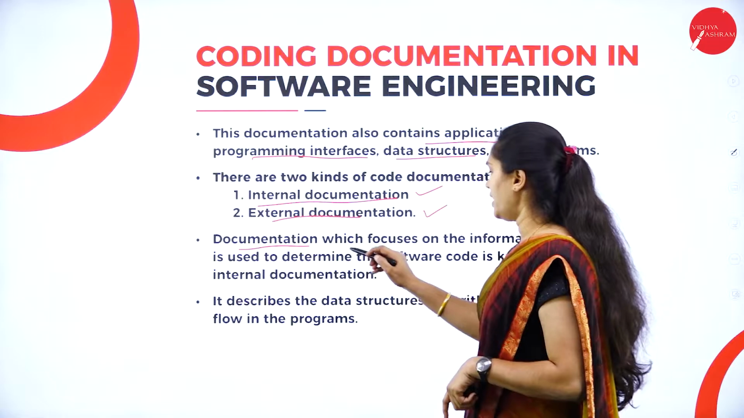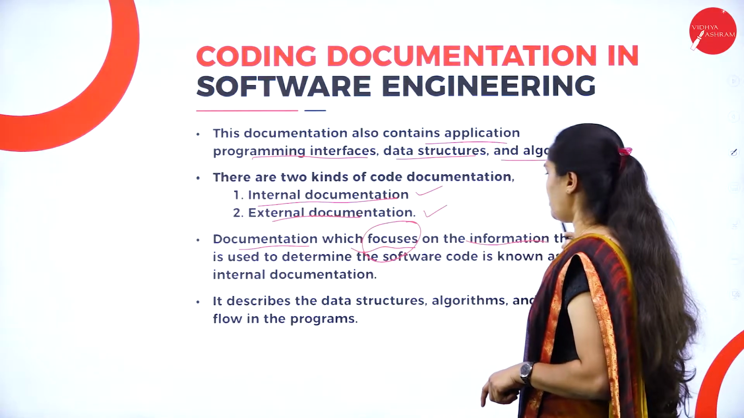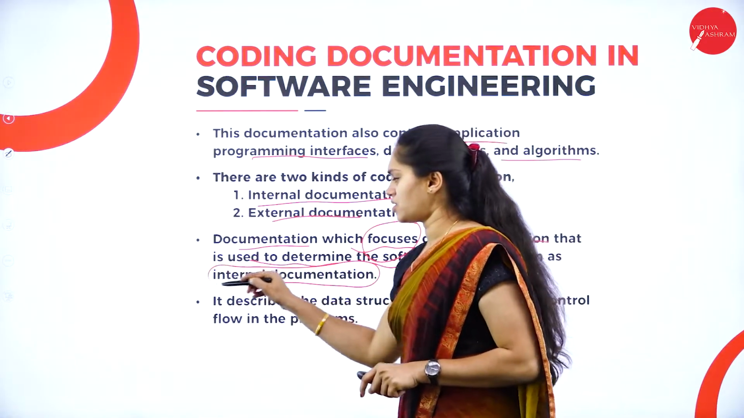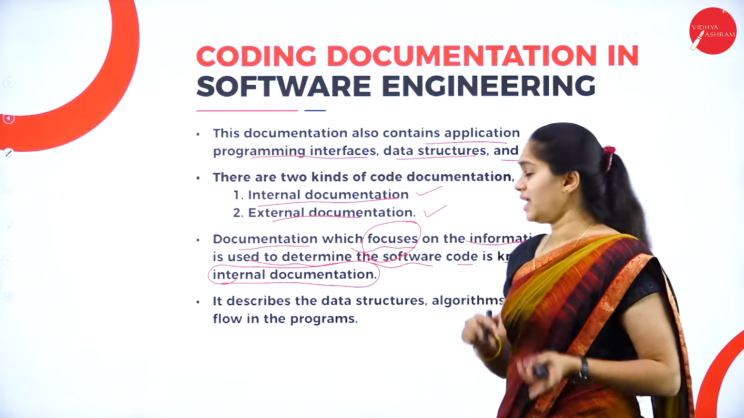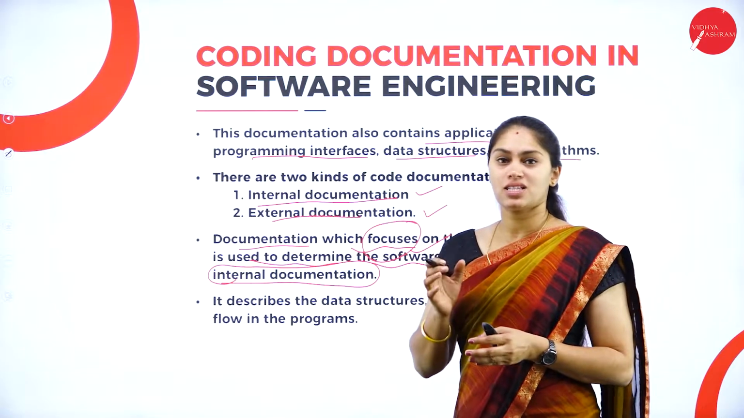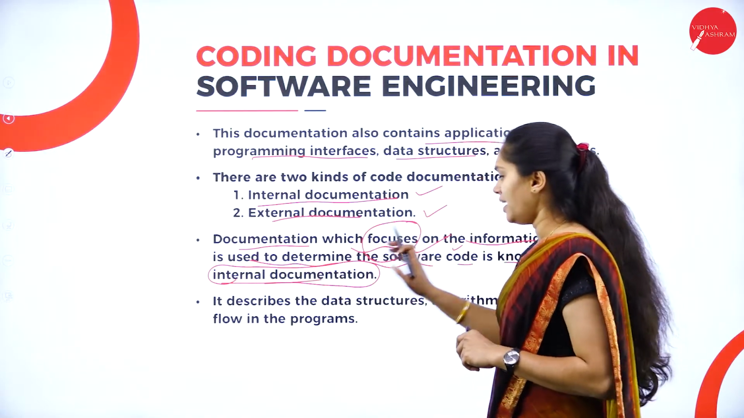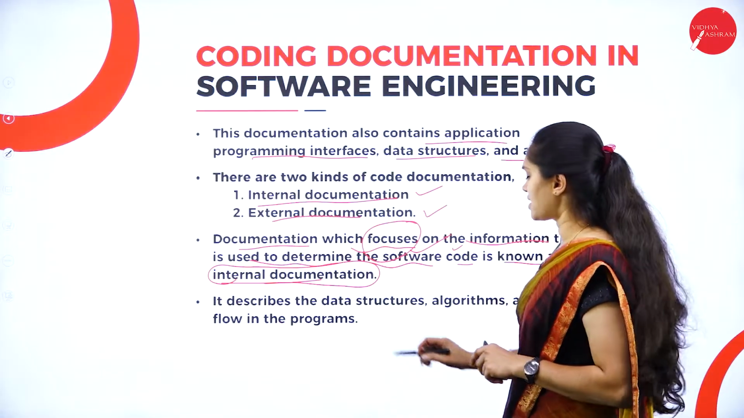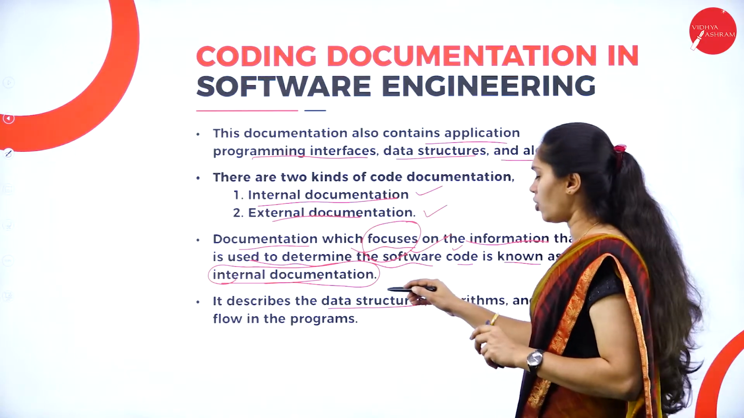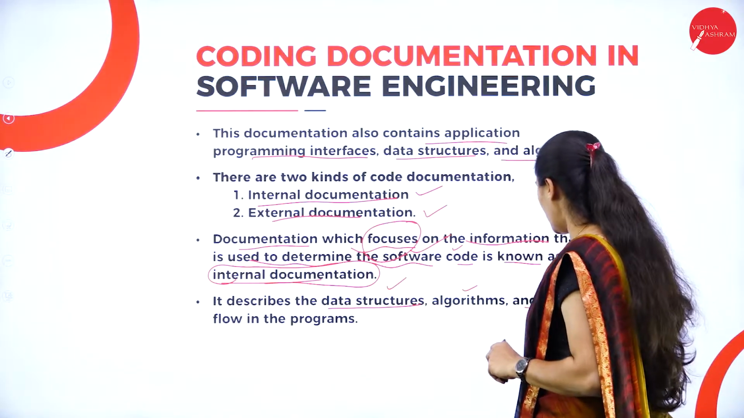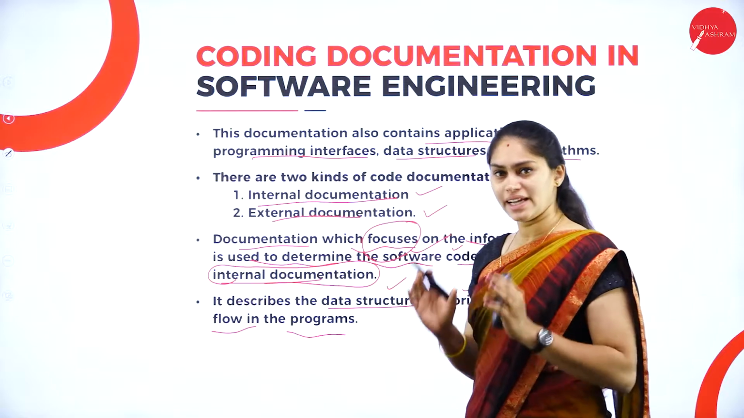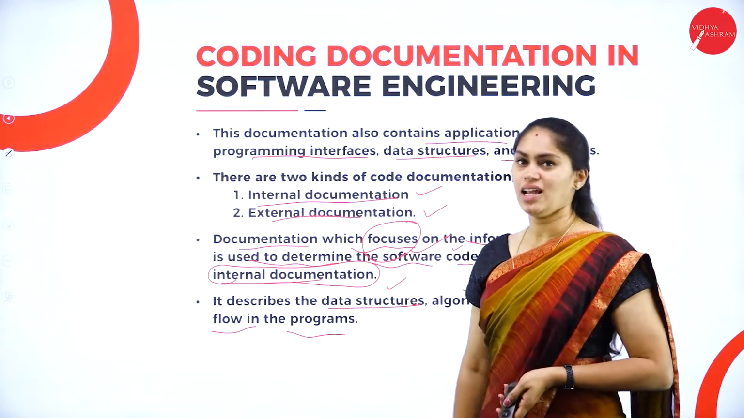The documentation which focuses on the information that is used to determine the software code is known as internal documentation. When we have programming code which mainly focuses on how the software code is working internally with respect to its logic, we call that internal documentation. It also describes data structures, whether we are using stack, linked list, or queue, what algorithms we have, and what we have in the control flow of a program. All those details will be stored in the internal documentation.